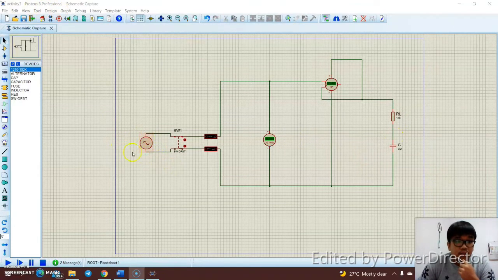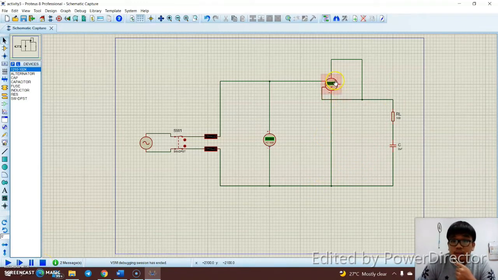Here is the alternator, and also the power supply. Here we have the AC voltmeter, the power meter, the RL resistor, inductor, and also capacitors. If we run this simulation, both of these meters will show a reading, and after the value becomes constant, we can take it down and record it in the table.